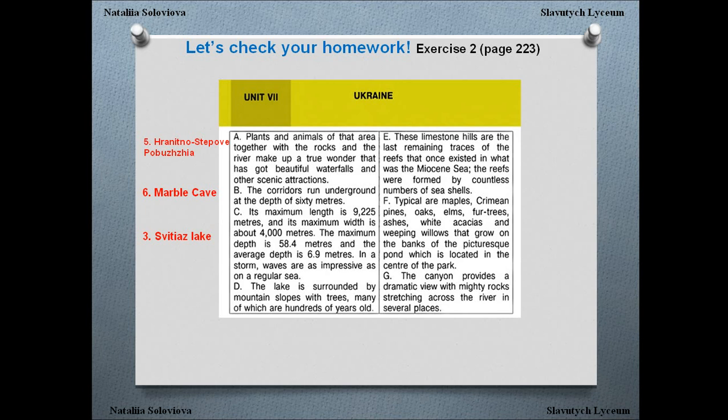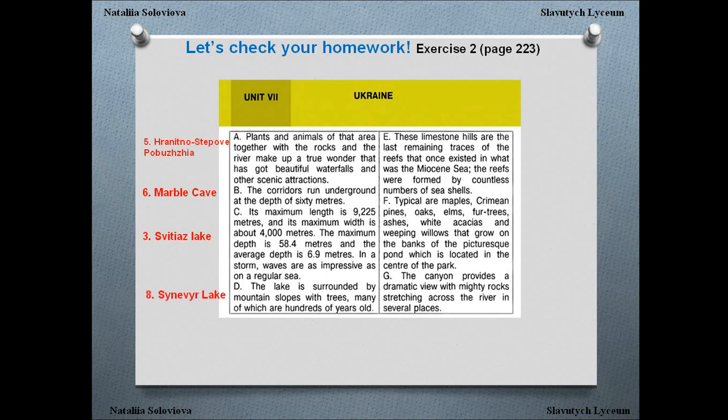D. The lake is surrounded by mountain slopes with trees, many of which are hundreds of years old. I know that lake. I have been to that place, and it's Sinivir Lake, definitely.